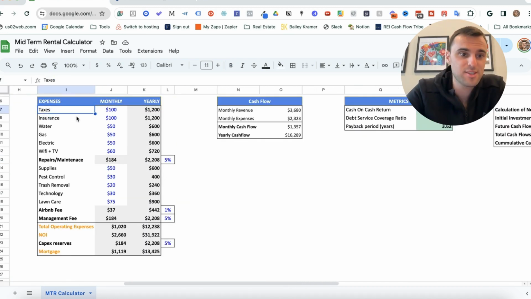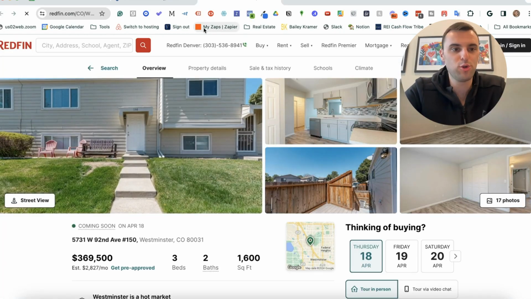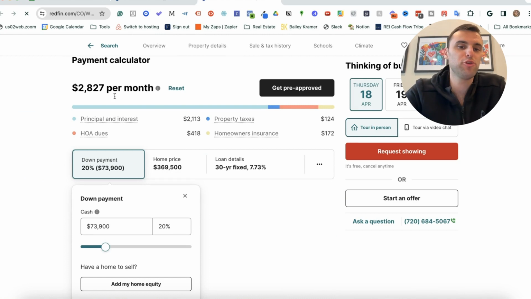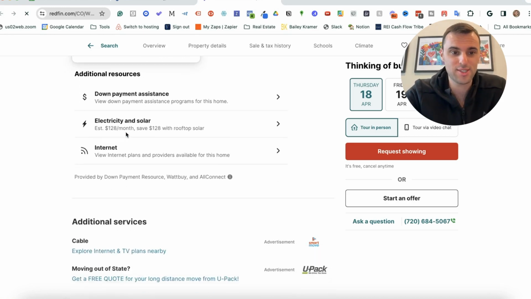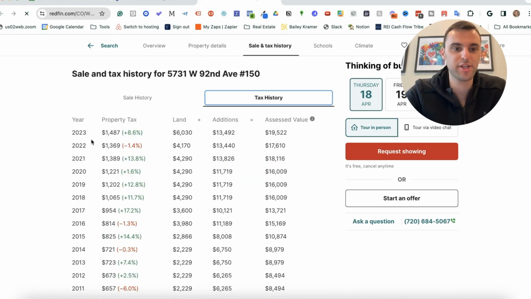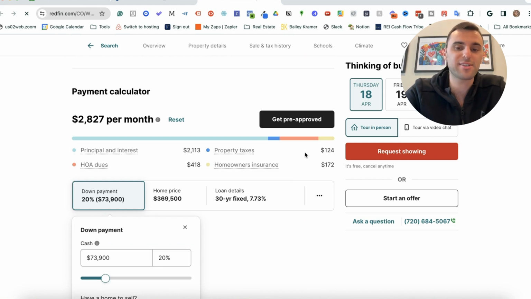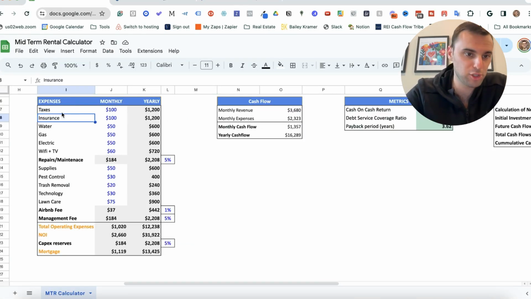So taxes, insurance. So if we go to Redfin, just as an example, and I scroll down, okay, it's going to show you your estimated property taxes and homeowners insurance. And if there's any HOA dues, you can add those in here, but I don't personally like doing houses and HOAs. Another thing, if you scroll down to tax history, you can also see how much the annual taxes were for the previous years. So if you scroll back up, we're going to see property taxes are $124 a month, and then insurance is $172. So you can go ahead and plug those in there.